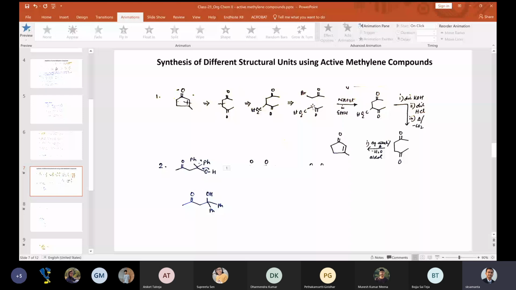Because otherwise, if you use base, this proton will be more acidic. So then there will be a problem. We need to remove this one. How do we remove? As I mentioned, hydrolyze this one to make COO minus, acidify to make COOH, then do heat treatment. It's a beta keto acid. This will be gone. Okay. So then you will get this one.